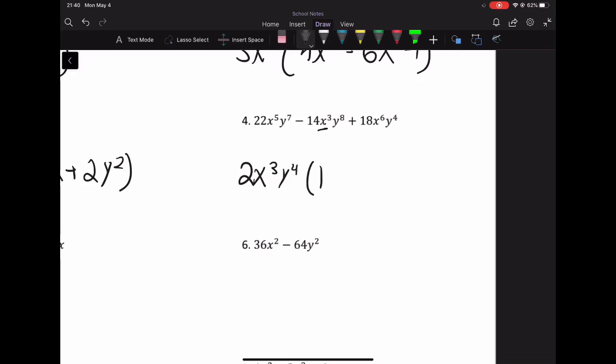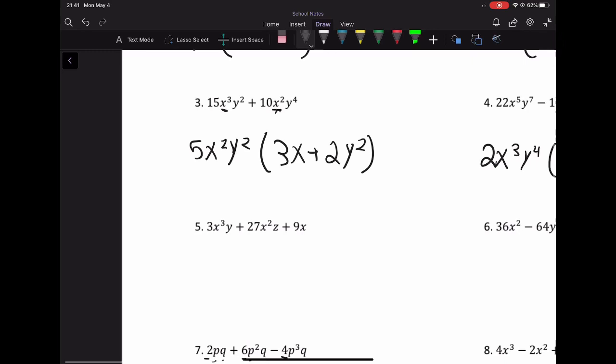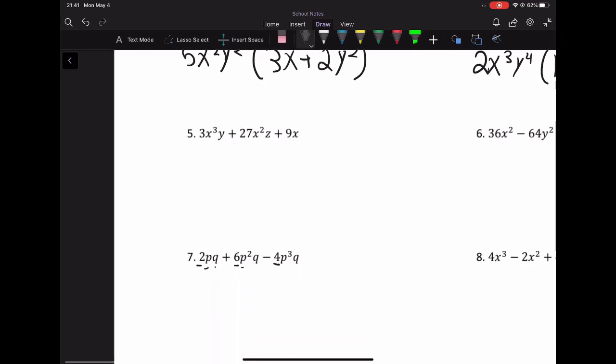So let's check. 11x squared y to the 3rd minus 7. The x cubes will divide out to 1. Y to the 4th, because y to the 8th power divided by y to the 4th is y to the 4th. And lastly, we got 9x to the 3rd, and the y's will divide out. Close our parentheses. Question number 5.